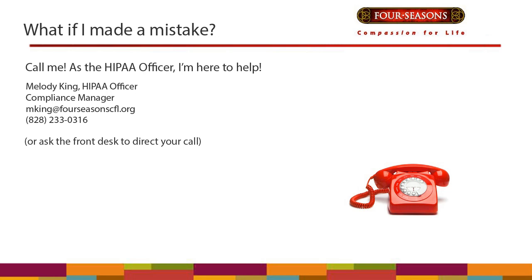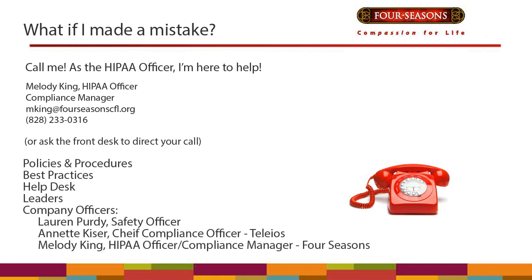The government understands that things don't always go the way we want them to. What they require is that we take the appropriate action after it happened. You've got to let us know so that we can show the government that we tried to fix it. Additional information can be found in Policies and Procedures, Best Practice Library, the Computer Help Desk, and from your supervisors and leaders, also from our company officers.